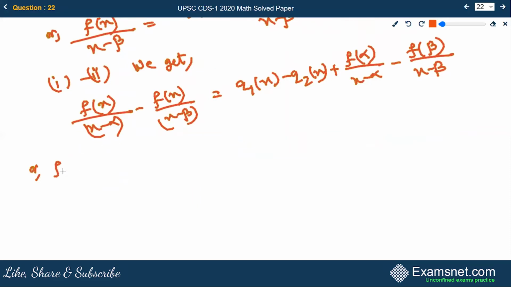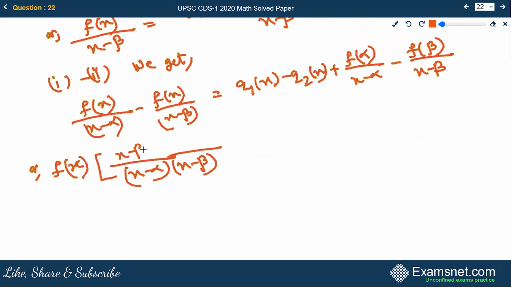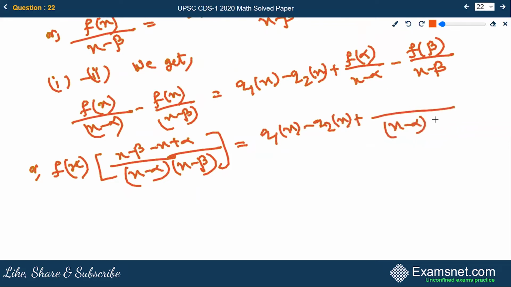If I take f of x common and do the LCM, it will become x minus alpha, x minus beta, and here plus alpha. Also here we can write q1x minus q2x. Again, let's do the calculation. LCM will be x minus alpha, x minus beta. Here x minus beta f of alpha minus x minus alpha f of beta.